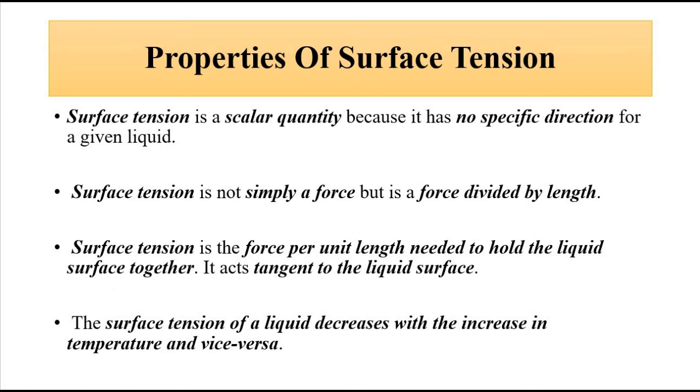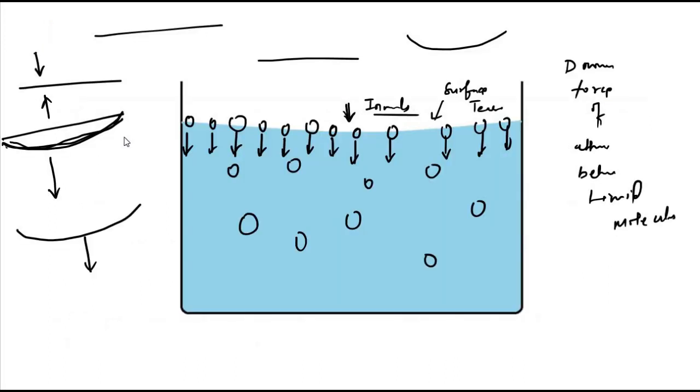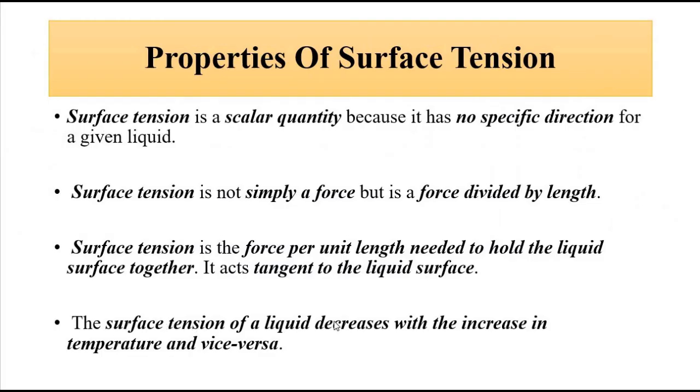So here the force of surface tension would always act tangent to the liquid surface. If it is curved like this, it will act like this, tangent to the liquid surface at each and every point on the curved portion of the liquid surface, the stretched membrane. Then the surface tension of a liquid is dependent on temperature, and it decreases with increase in temperature.